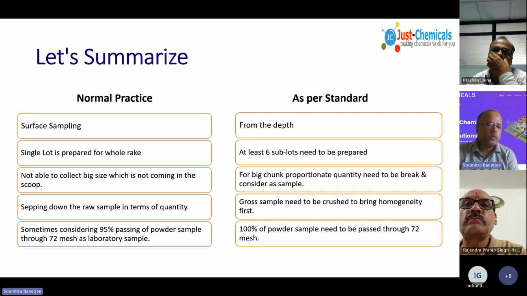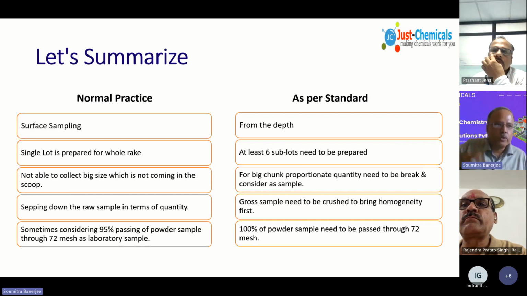Indranil will talk about these things after my next slides. Okay, after I take over and talk about the storage, Indranil will talk about these normal practices and, as per standard, what are the things which we are missing.